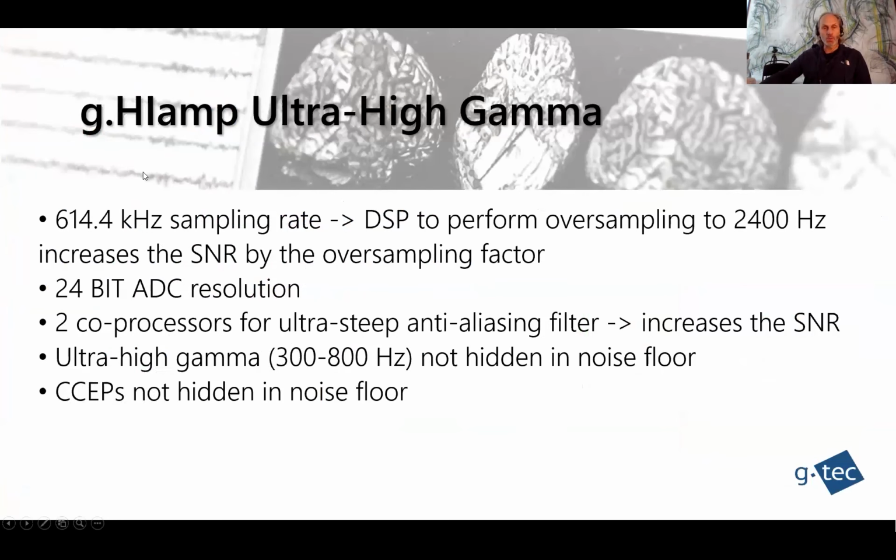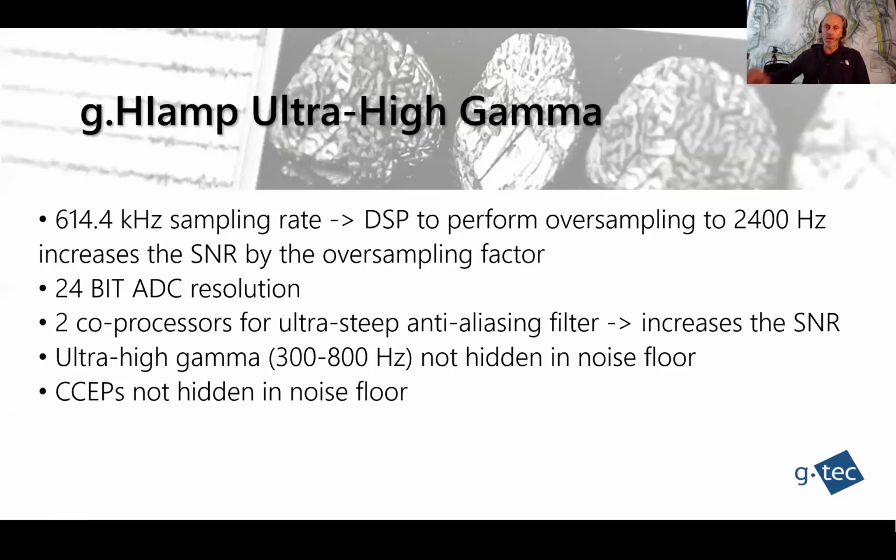And this was possible because of our g.tec system, because we are sampling the data with 614 kilohertz. So we are doing dramatically high oversampling. And then we have a digital signal processor inside, which does the oversampling to increase the signal to noise ratio, which corresponds to the oversampling factor.